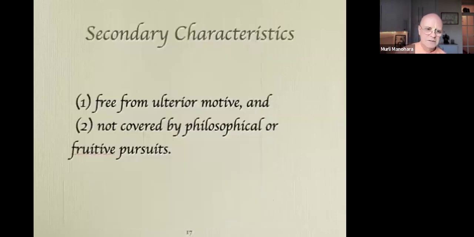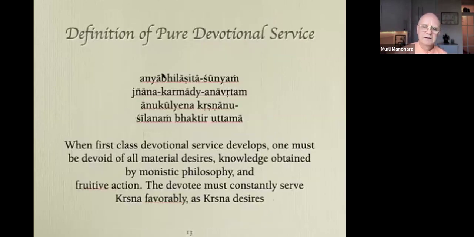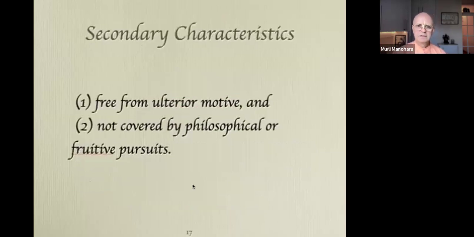Then we have these secondary characteristics, which are the first two lines: anyabhilashita-shunyam jnana-karmadi-anavritam. So there's two aspects of it: free of ulterior motive, and not covered by philosophical or fruitive pursuits. I'll just quote from Prabhupada here. Prabhupada gives a summary: Pure devotional service should be freed from the desire for any material benefit or for sense gratification. All these desires are cultivated. They come from fruitive activities and philosophical speculation. So Prabhupada is summarizing both points here.